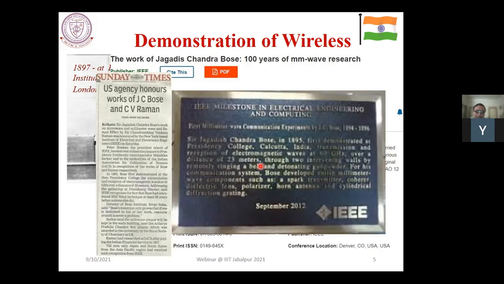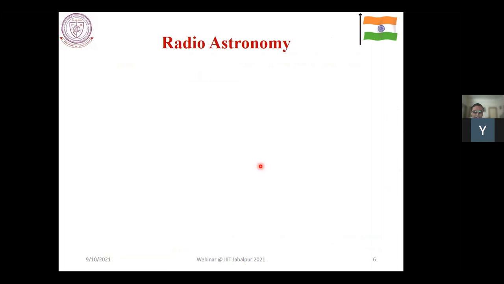So just think of that, how many years ago, how much the volume of the contribution. And later, in fact, radio astronomical applications as well as some kind of observation.